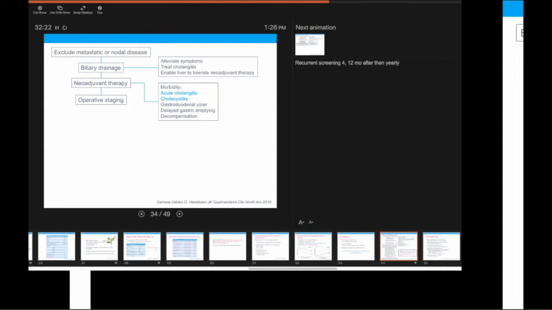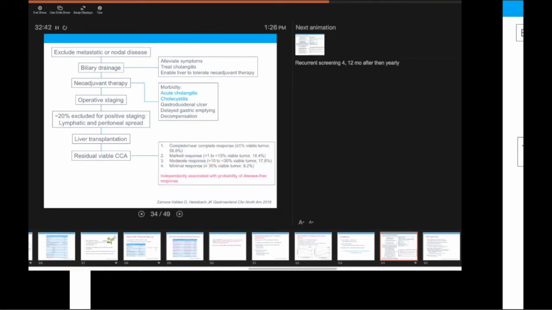These patients then undergo operative staging. In this study, the Mayo Clinic series, they found that approximately 20% would be excluded because of positive staging due to lymphatic and peritoneal spread. They then undergo liver transplantation. Anyone with residual viable cancer was categorized based on whether they had a complete response, marked response, moderate response, or minimal response, and this was independently associated with the probability of disease-free survival.